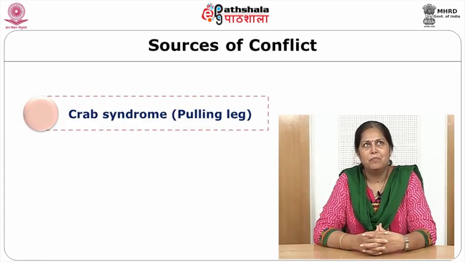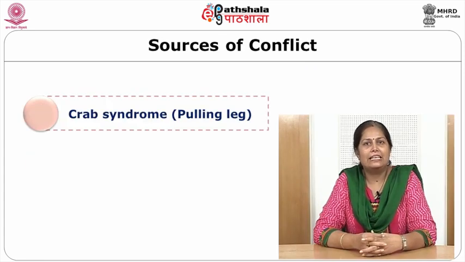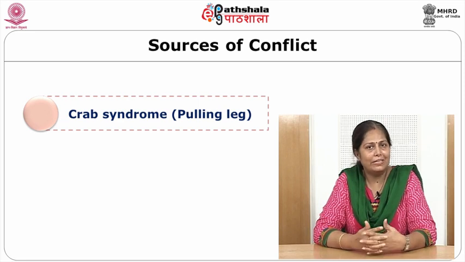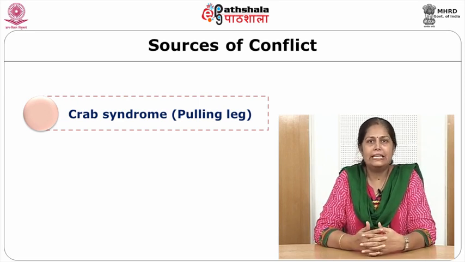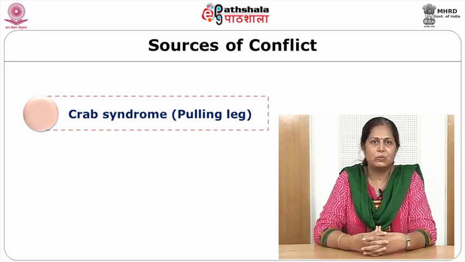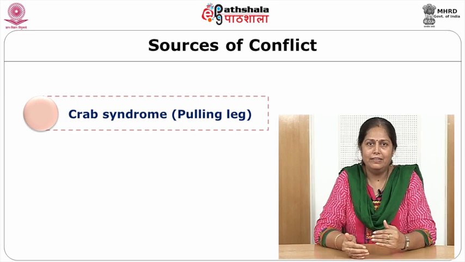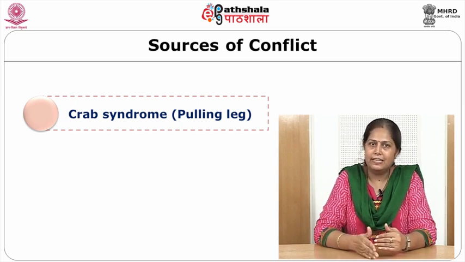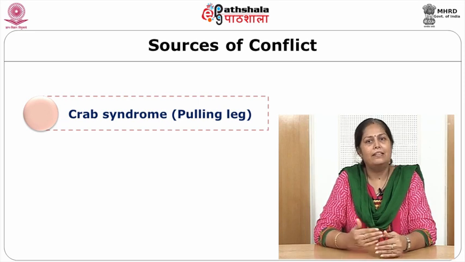Crab syndrome, or sometimes we say pulling others' legs. Because of being in a competition, many times we pull each other's leg because one wants to go ahead. So in that process, the other person may get hurt. So crab syndrome is also one of the sources of conflict in society. Everyone wants to go ahead, and in the process of going ahead, he is hurting others' feelings and taking undue advantage of other persons, and that may give rise to conflict in society.